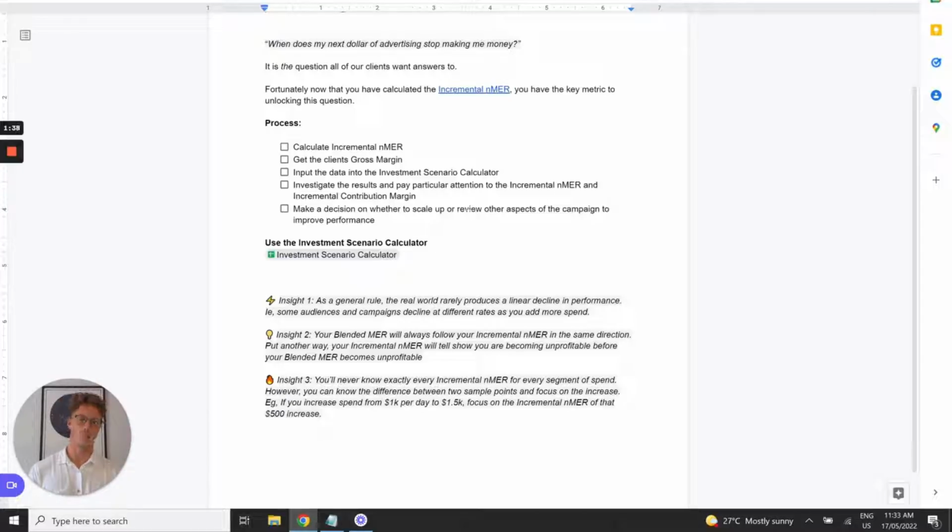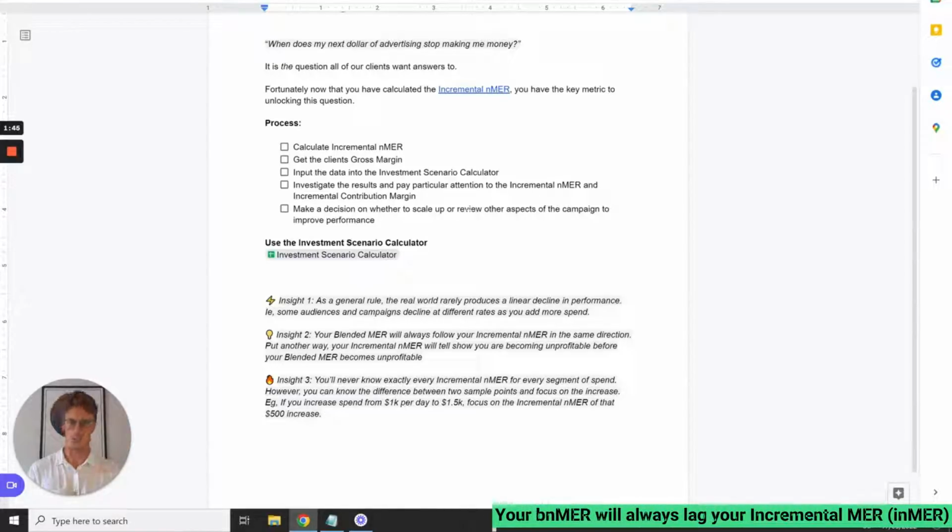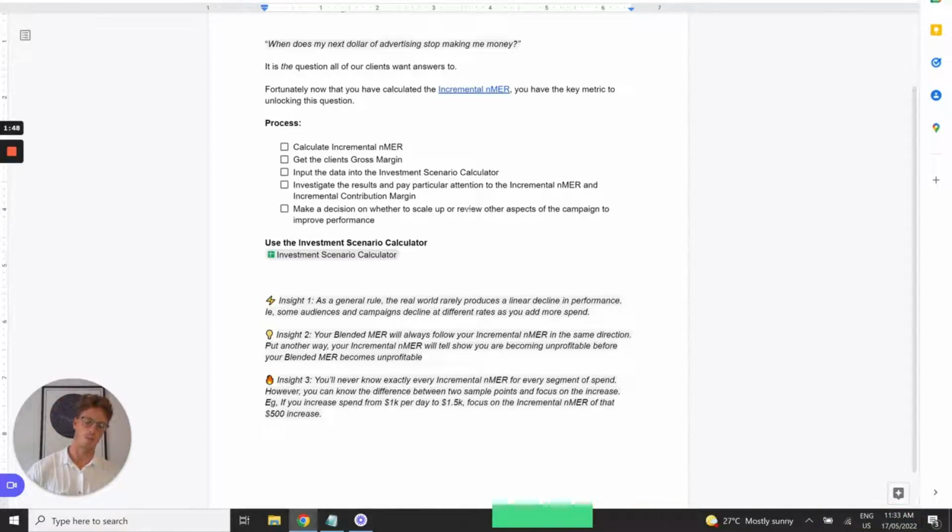The second thing is that your blended MER will always follow your incremental MER. So if your new customer incremental MER is dying, if it's decreasing, if the dollar that you're spending tomorrow results in a lower return than it does today, your overall profitability is going to trend the same way.